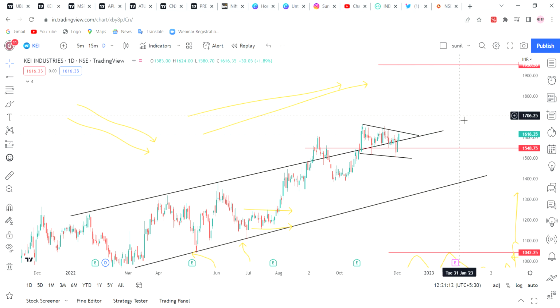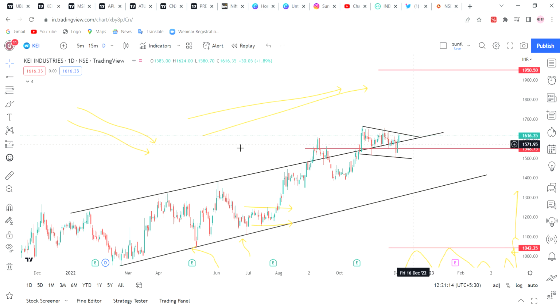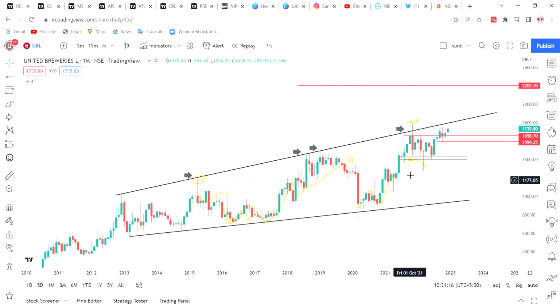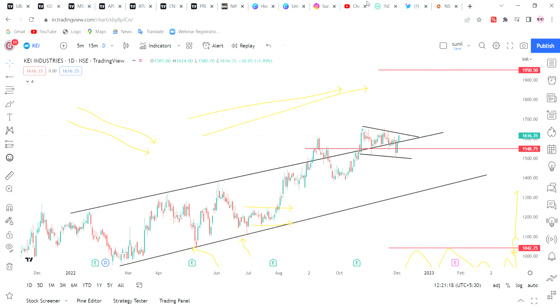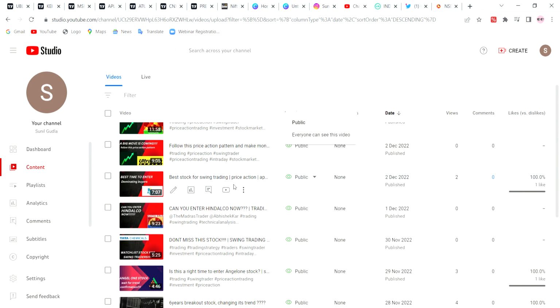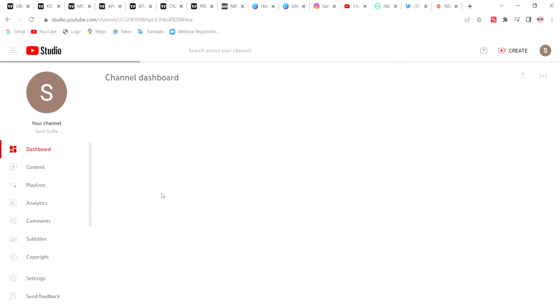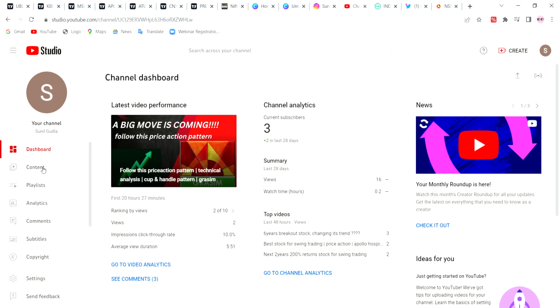So this is a very good chart. These two are very good charts, UBL and KI Industries. And on my channel, I have explained so many charts. You can see here, I will show you.